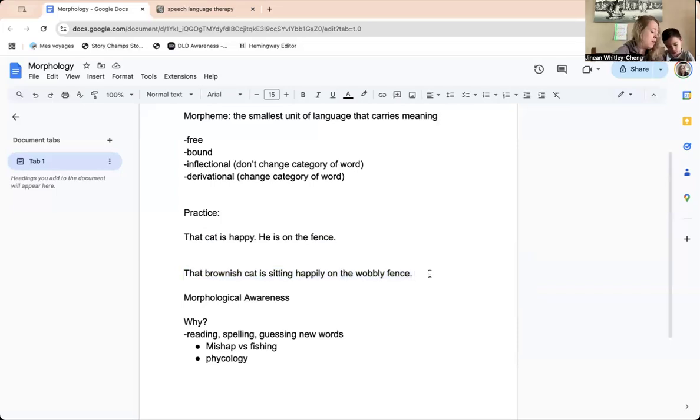So you can see that when we help our kids learn different morphemes, we can help them use more advanced kinds of sentences.